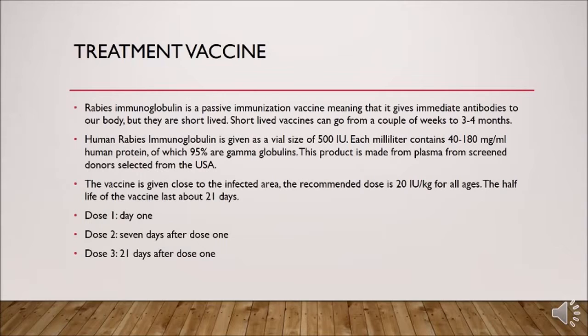The recommended dosage is 20 IU per kilogram for all ages. The half-life of the vaccine is about 21 days. You take the first dose on your first day, the second dose 7 days after the first dose, and the third dose 21 days after the first dose.